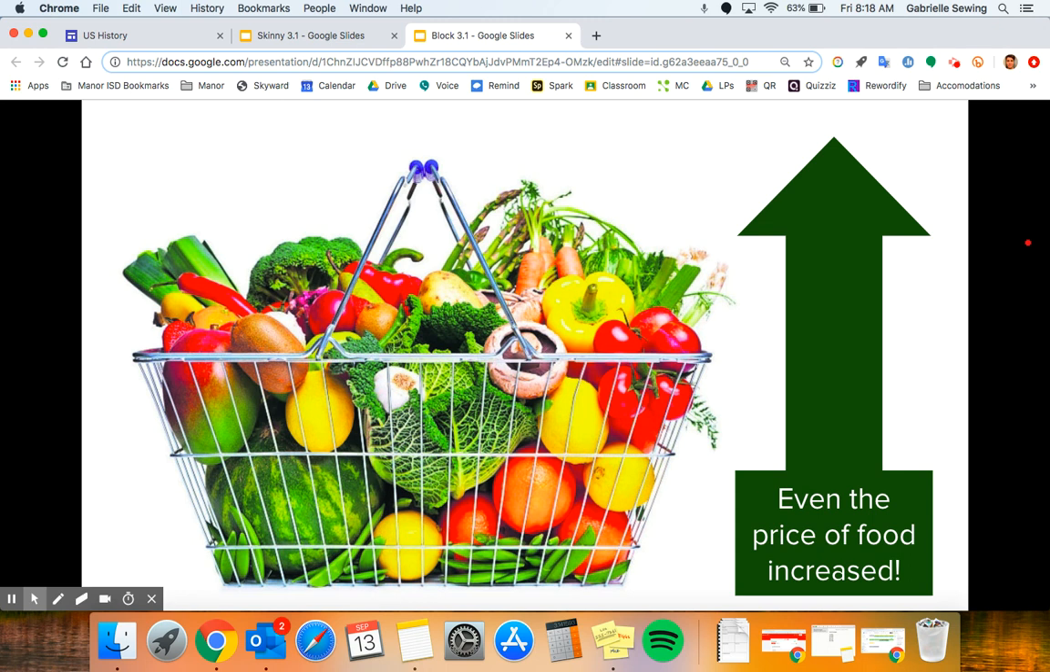So not only was gasoline for your cars really expensive, but even the price of food actually increased. Because if you think about it, most of us buy food from a grocery store. That food comes to us in big trucks. It's transported all over the world. Well, those trucks need to fill up their tanks with gasoline. So the consumer, even just at the grocery store, is paying extra because of the embargo.